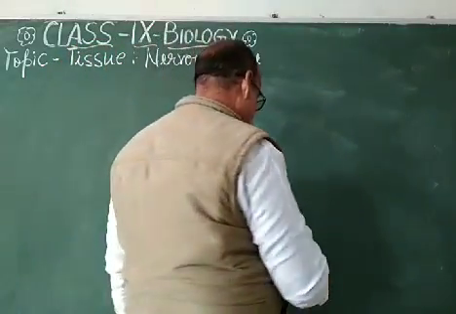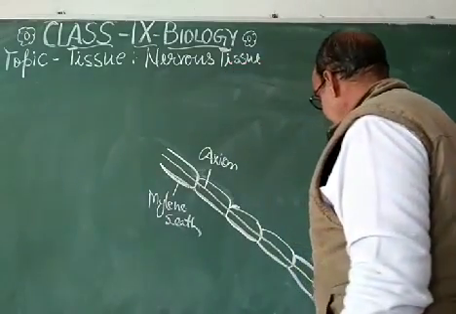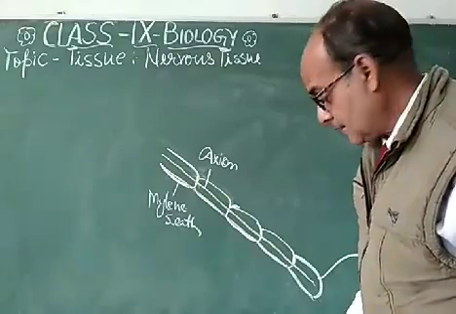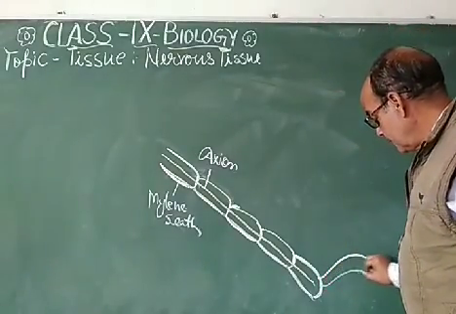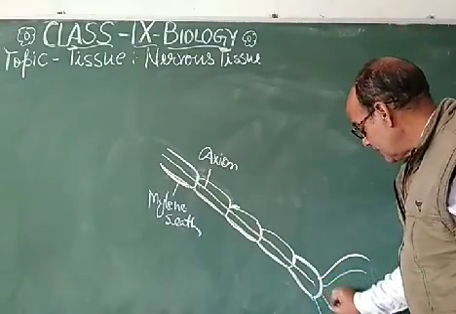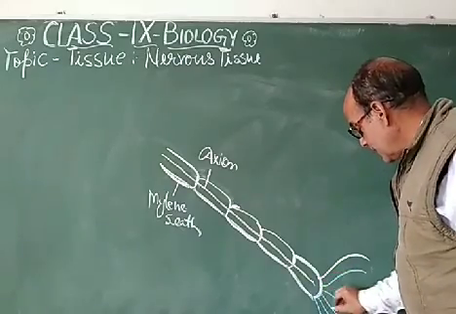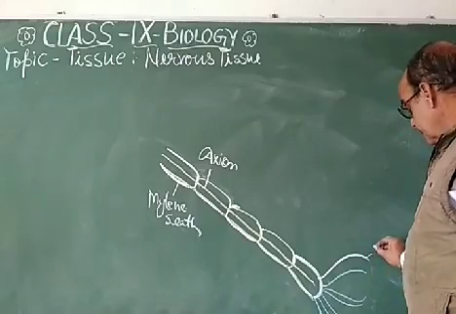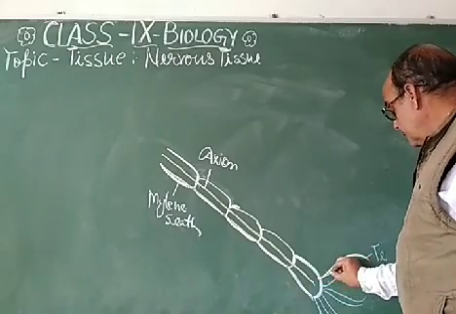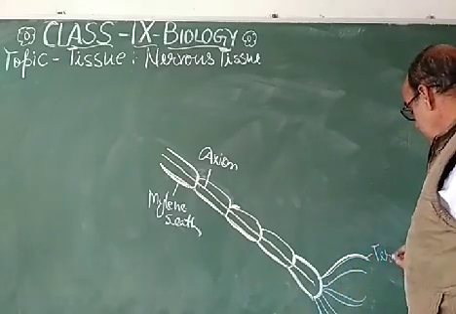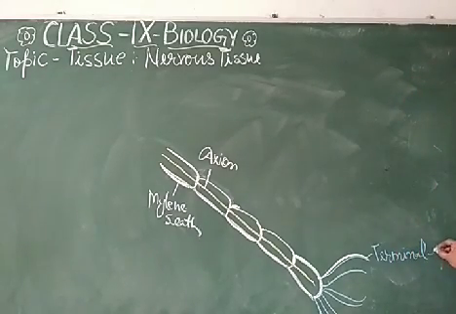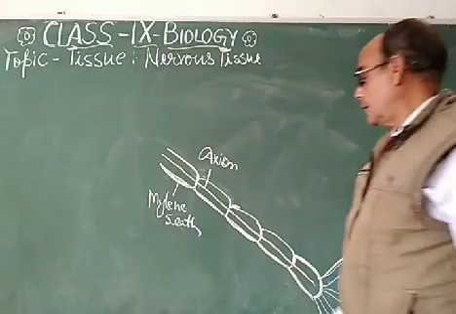At the ending there are several thread-like structures, and that is called the terminal end, or nerve ending, of this neuron.